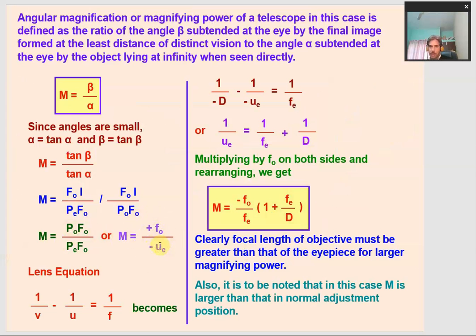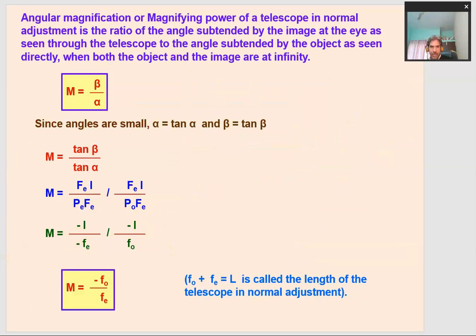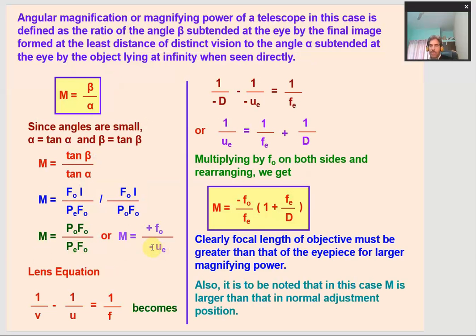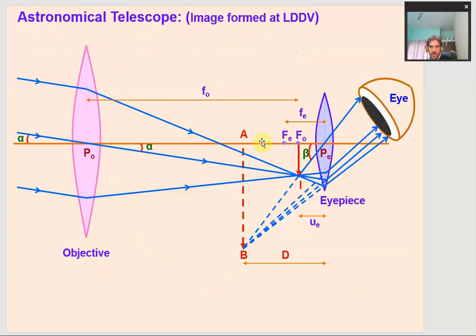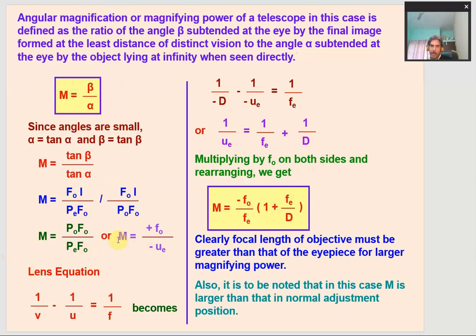It is minus UE, it is not FE as in the earlier case, right? It is UE because now this image is not at the focus of the eye lens but closer than the focus of the eye lens. So that's why we are using here UE, the distance of this object. This image will act as the object for the eye lens. So therefore we use UE for it. That's the only difference. So this is the formula for the magnification in this particular situation, when the final image is formed at the least distance of distinct vision.